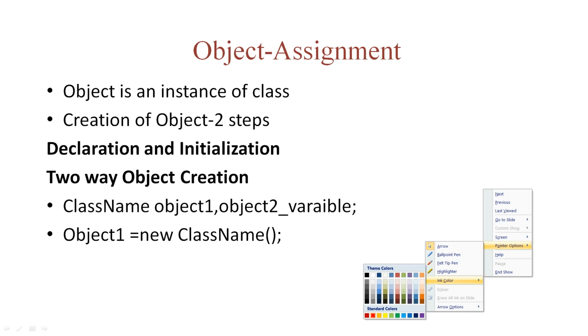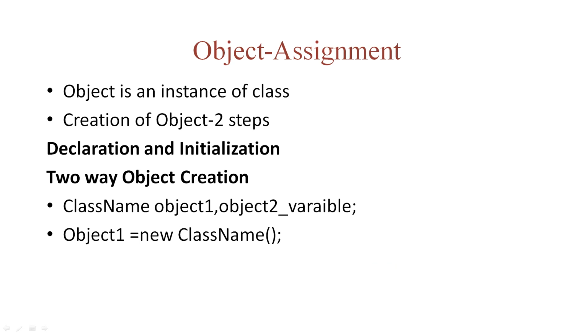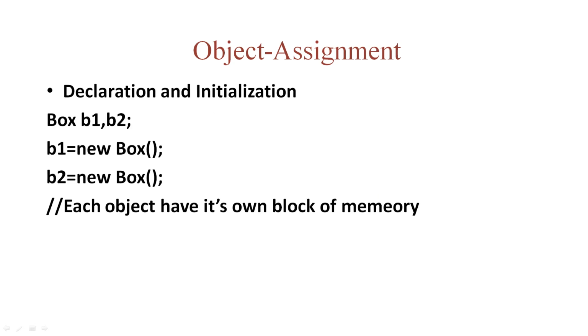And whenever the memory is allotted, only then will the variable point to a particular box object. In this case the memory will be allotted; in the other, there is just a declaration. So let us take declaration and initialization in two steps. I have a box class with two declared variables, b1 and b2. Just I have declared Box b1 and b2.